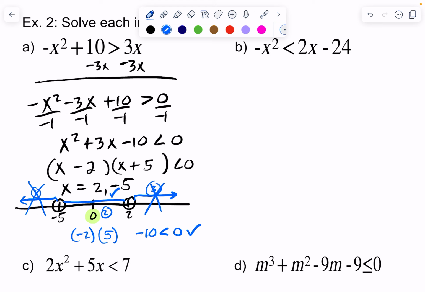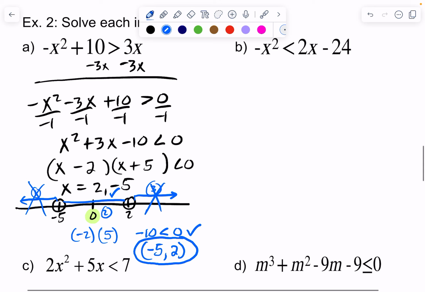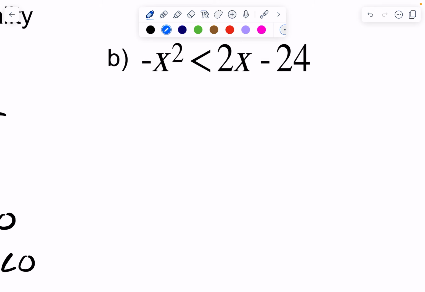So my solutions here would be from -5 to 2, and those are parentheses because it's less than, not less than or equal to. Next, for B, I'm going to keep everything on the left here again. So I'm going to subtract 2x and add 24, subtract 2x and add 24. So I've got -x squared minus 2x plus 24 is less than 0.